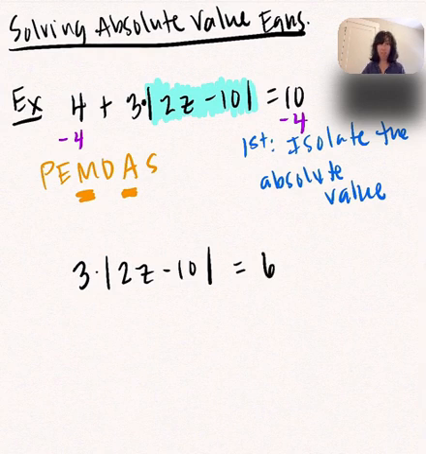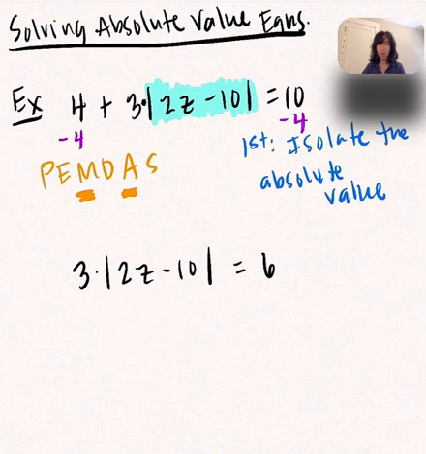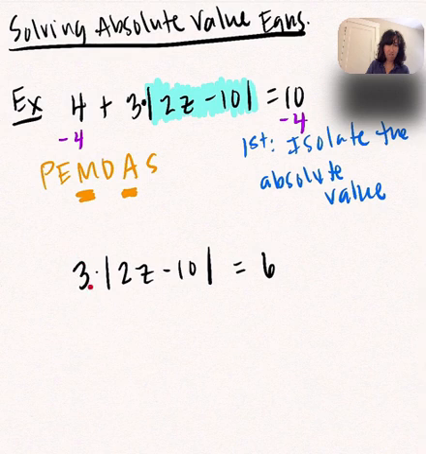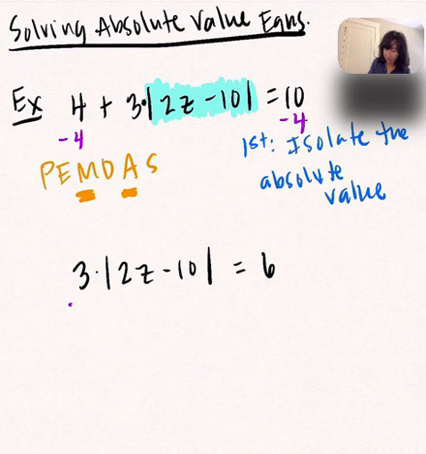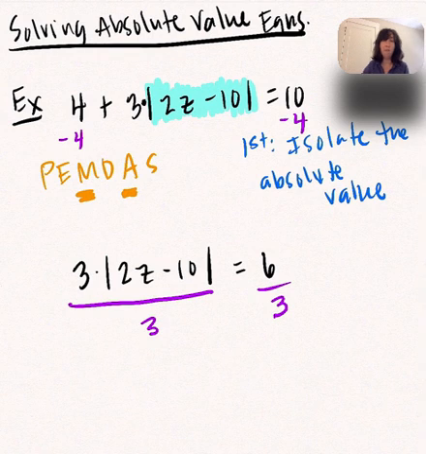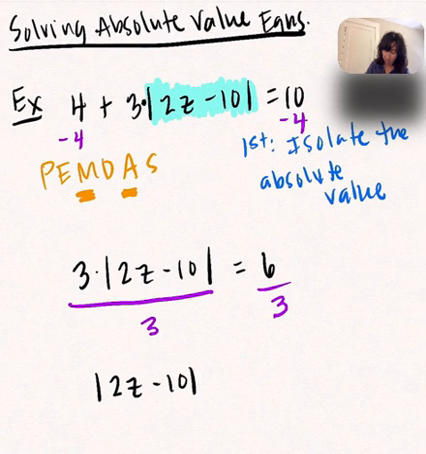Now what? I'm trying to isolate the absolute value. So how do I do that? Well, I have a 3 in front of it. We want to get rid of that. How do you get rid of 3 times something? You divide by 3. So I'm going to divide by 3 on the left and divide by 3 on the right. What you do to one side, you have to do to the other, so they stay balanced. So on the left, I get absolute value of 2z minus 10, and on the right, I get 6 divided by 3, which is 2.